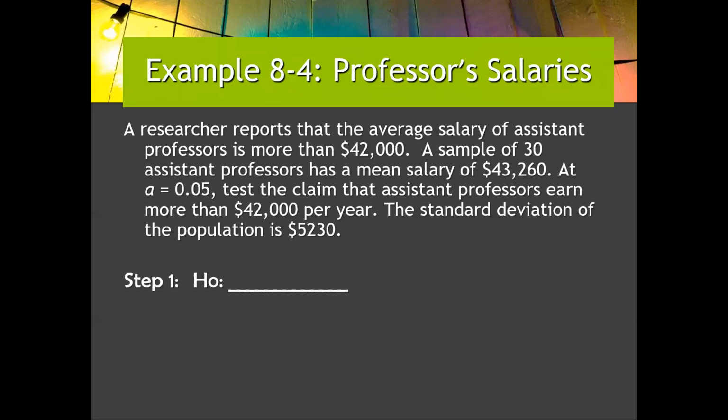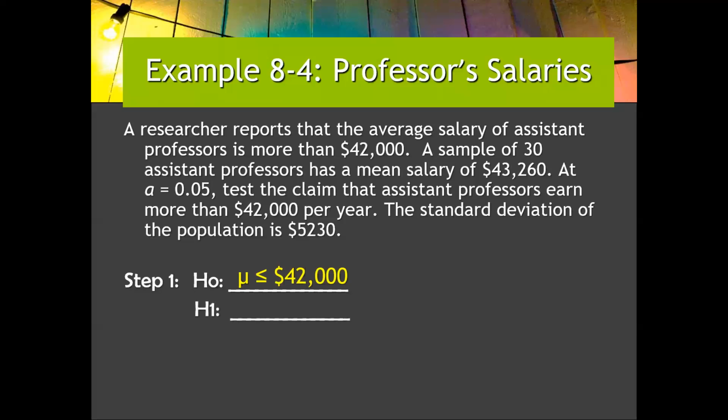Step 1. State the null hypothesis and the alternative hypothesis and identify the claim. The null hypothesis is the average salary of assistant professors is equal to or less than $42,000. Always remember, the null hypothesis is the same or equal to, or there is no difference, or there is no change. On the other hand, the alternative hypothesis is the opposite of the null hypothesis.